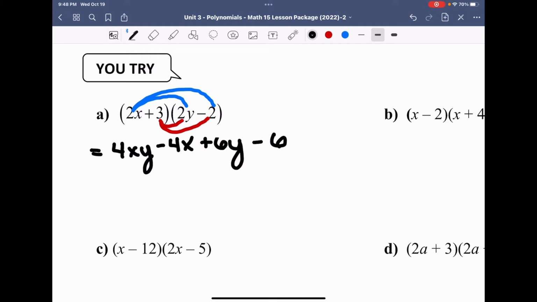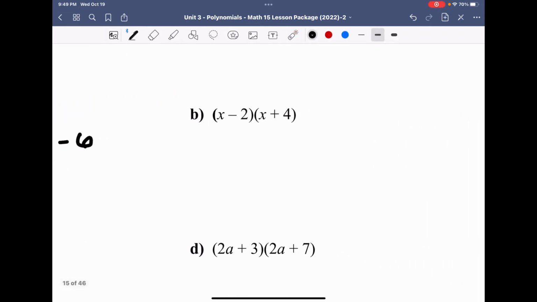Now, I look down the line here and I think, is there anything that can combine here? No, in this case, this is actually fully simplified because I have an xy term, I have an x term, a y term, and then some constant term. None of these can come together, therefore this is my solution here.